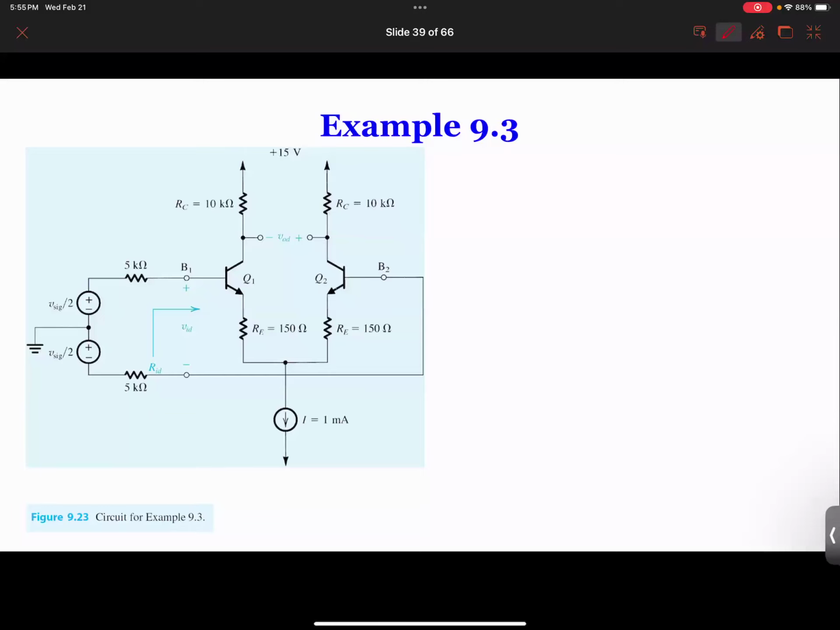So in this example, the current is 1 milliamp. Let me say what it's asking for. You evaluate the following: the input differential resistance RID, and the overall differential gain. We probably don't have all the time to do this so much.